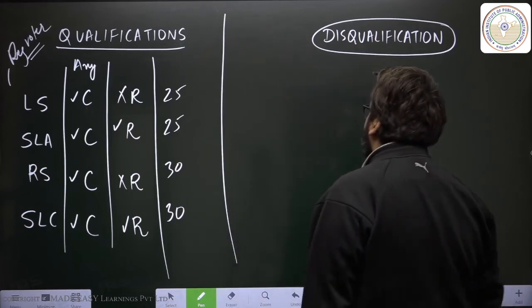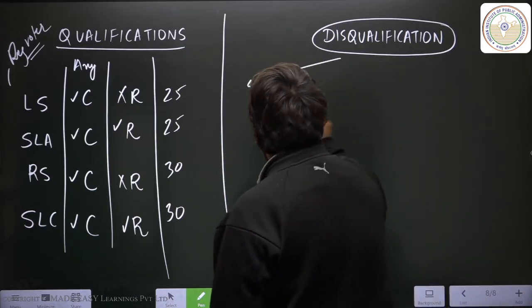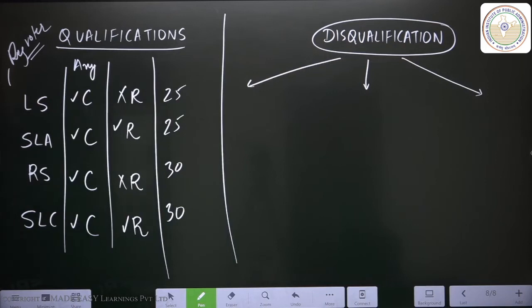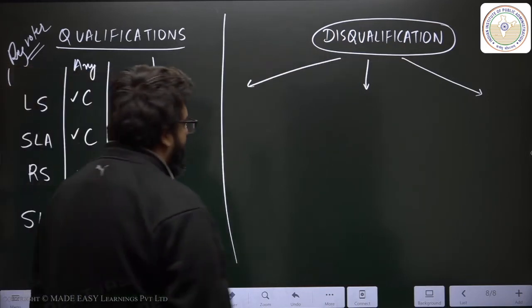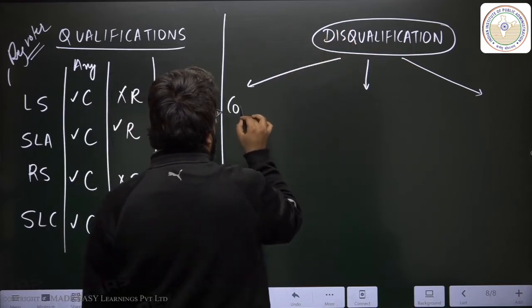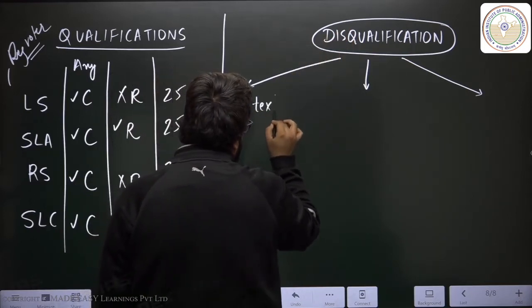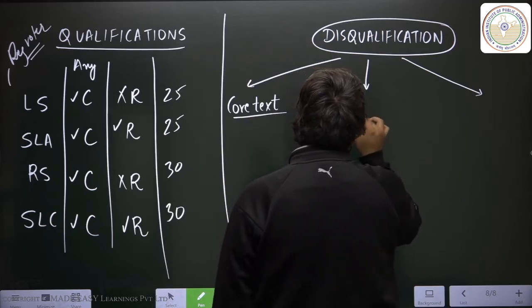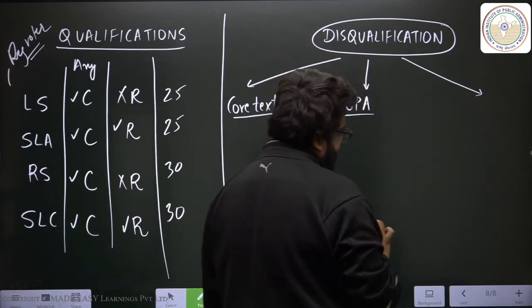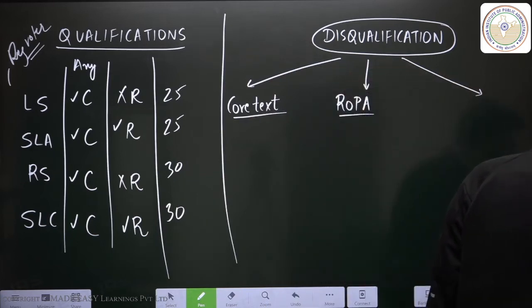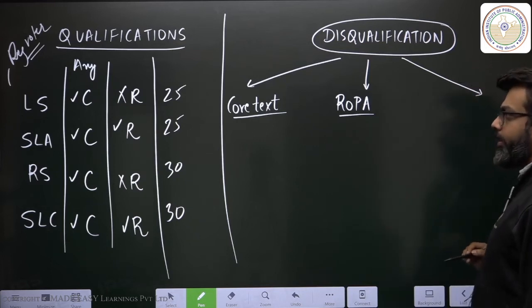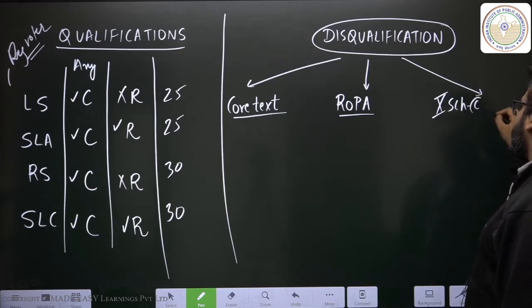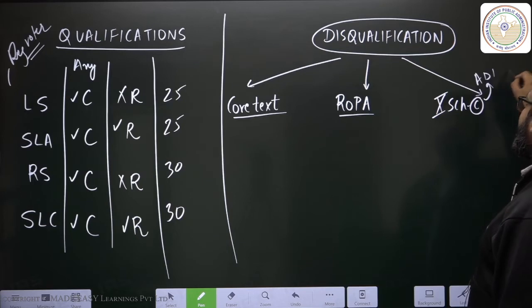Now comes the fun part. Disqualifications are in 3 different places. I am going to say something very interesting. First, in the core text of the Constitution. Second, in the Representation of People's Act 1951. We'll cover this later. And third, very interestingly, in what is called the 10th schedule to the Constitution, which is also the anti-defection law.